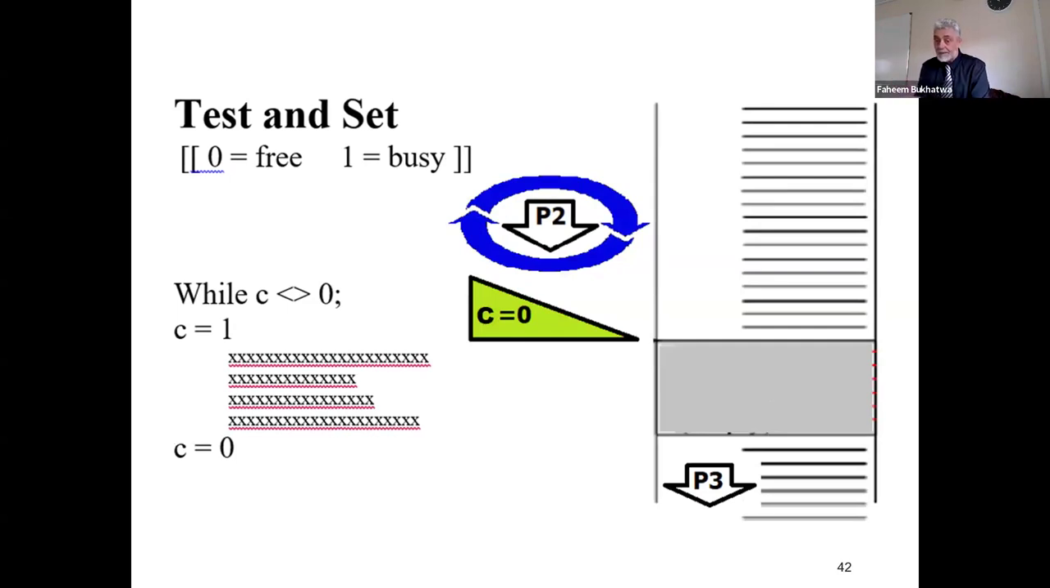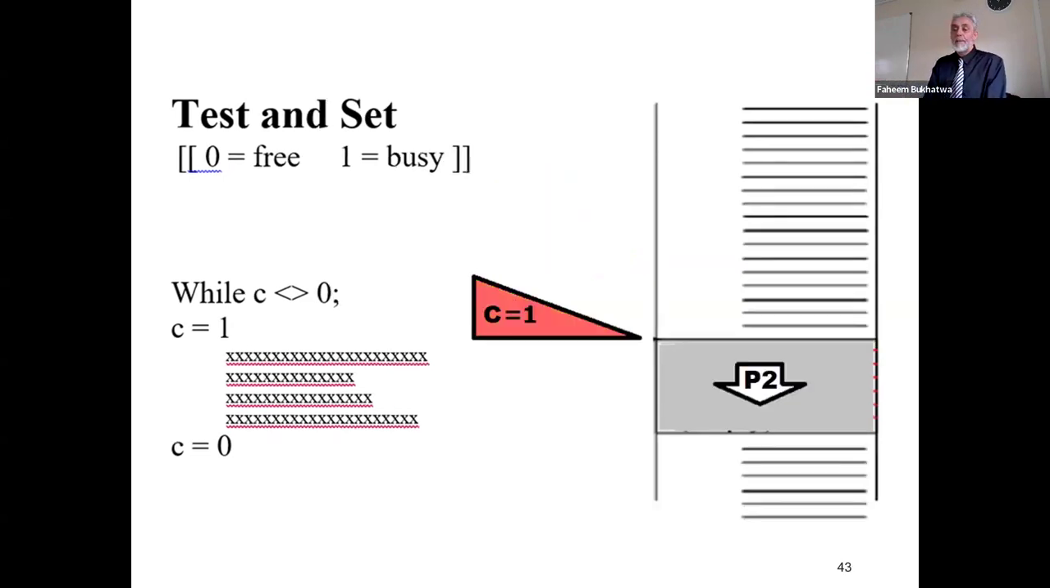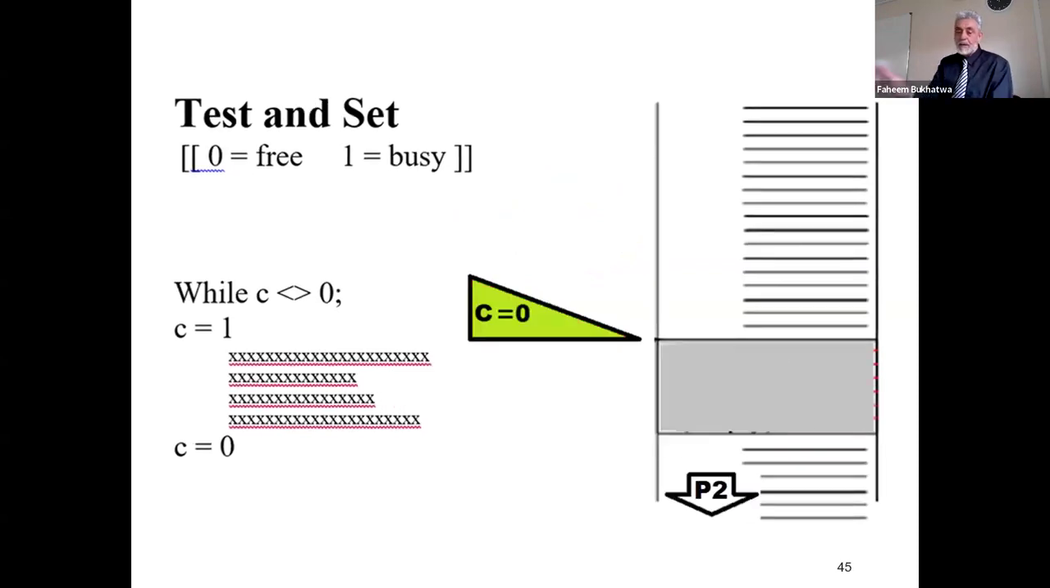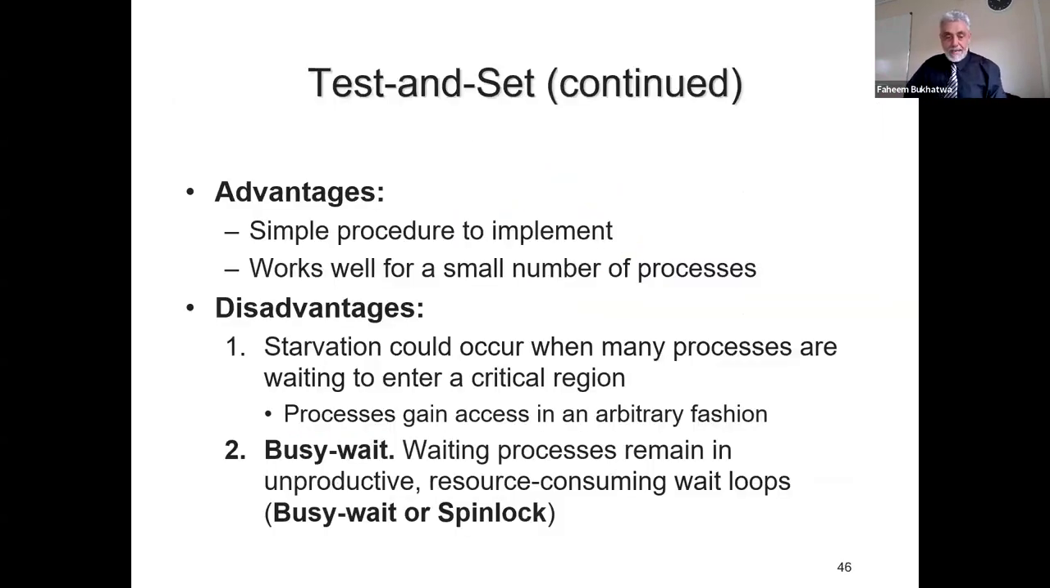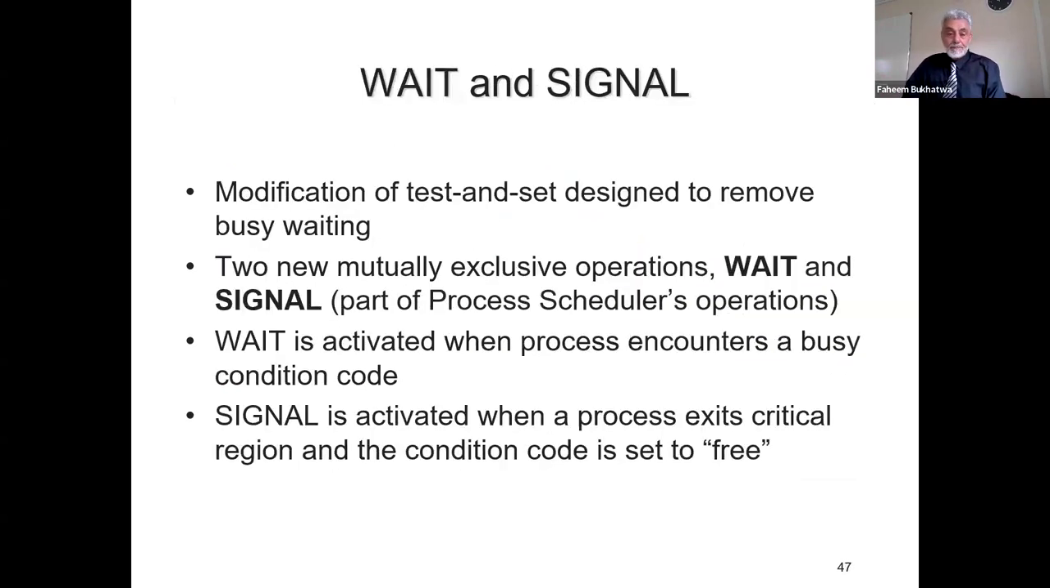It turns the flag free. Now process number 2, after a little nap, will look, check, and say, oh, the light's free. Let me go in. And it goes in. And when it finishes, it will unlock that, reset that flag. So that's how test and set works. But it has those two problems: starvation and busy wait.